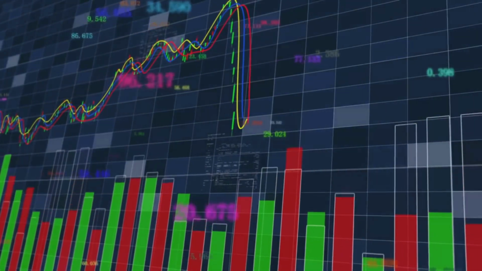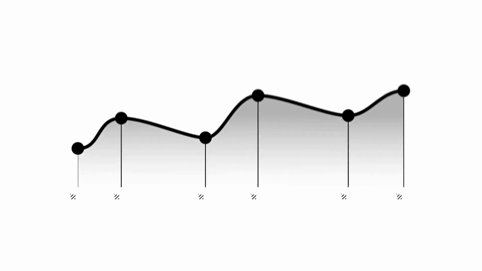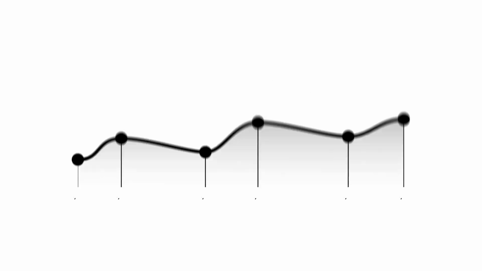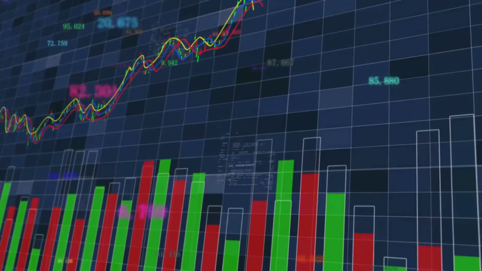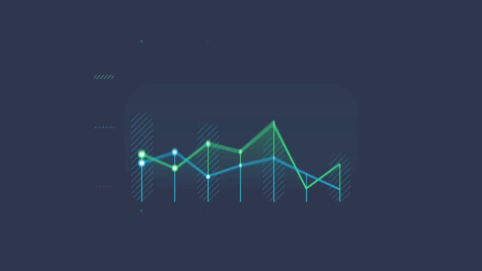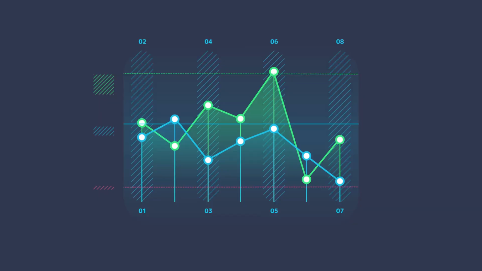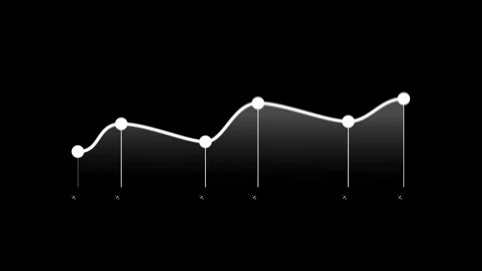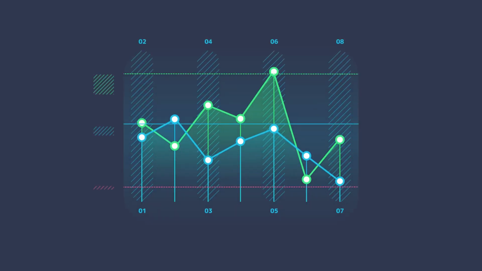Let's start with the line chart, the simplest type. It connects closing prices over time, creating a clear, flowing line. Each point marks the closing price for a chosen period, like a day or an hour. Line charts are great for spotting long-term trends and filtering out market noise. They're perfect for beginners and anyone wanting a quick overview.